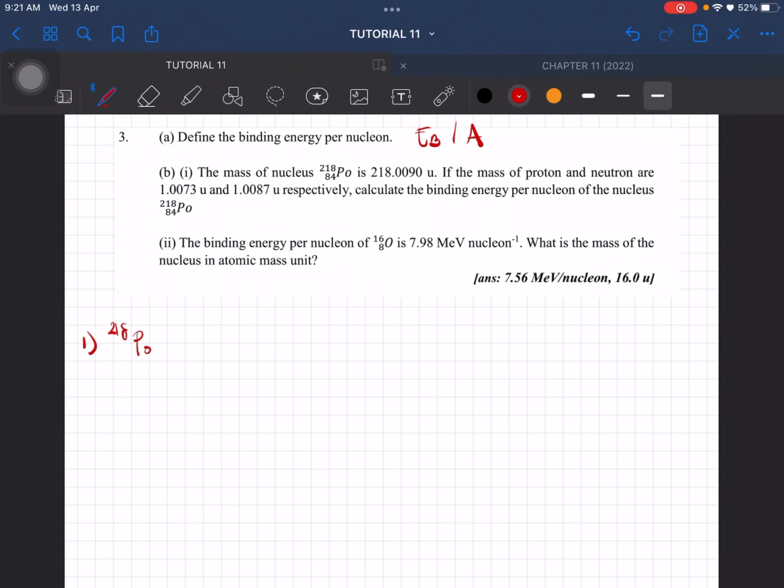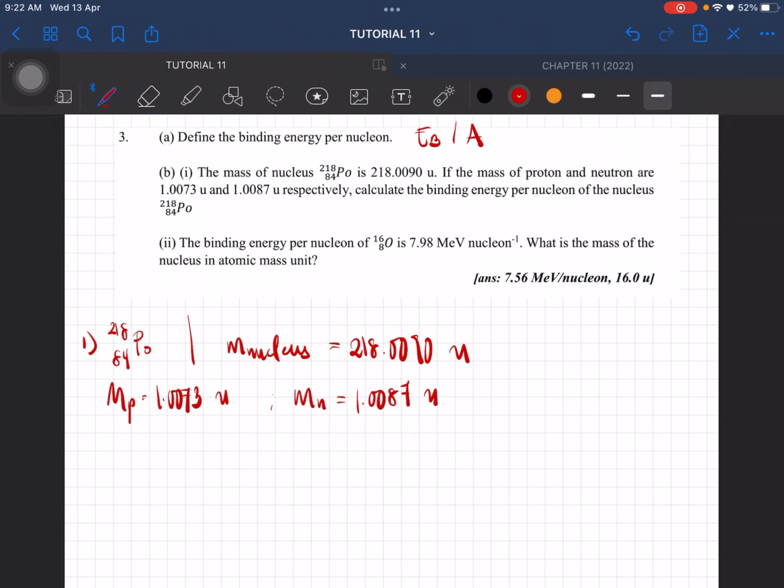So this is 218, 84 PO. The mass of the nucleus is 218.0090 U. If the mass of the proton is 1.0073 U and the mass of the neutron is 1.0087 U, calculate the binding energy per nucleon of the nucleus. Okay, so for this one, we are going to look for EB over A, the binding energy over the nucleon number.